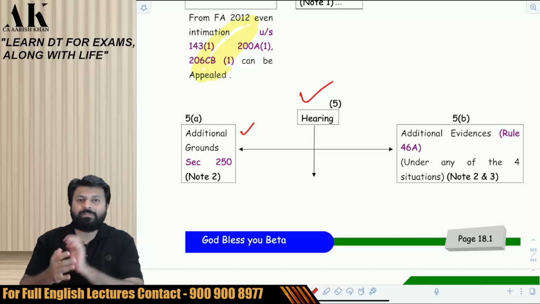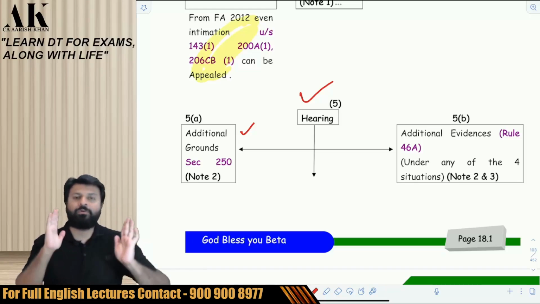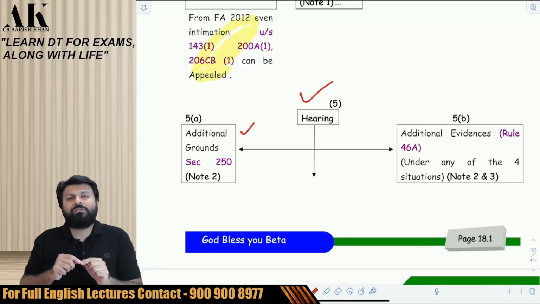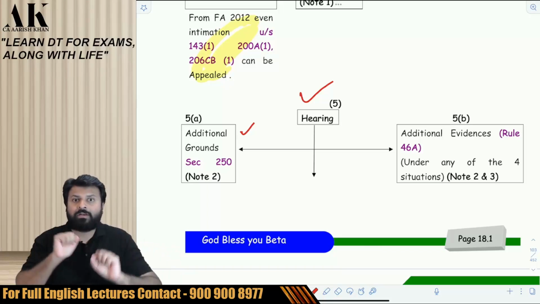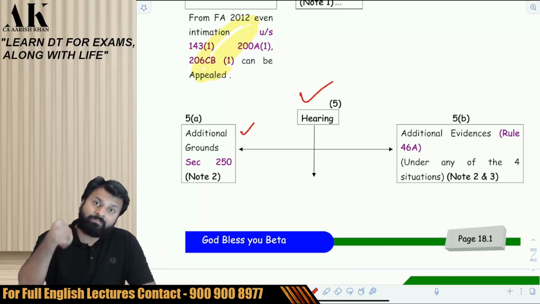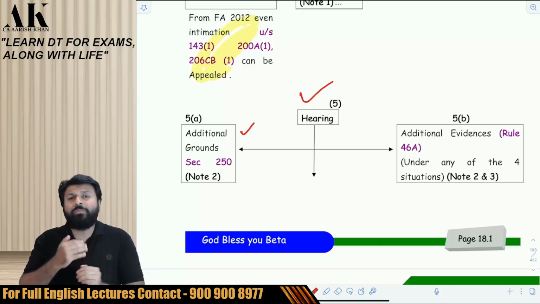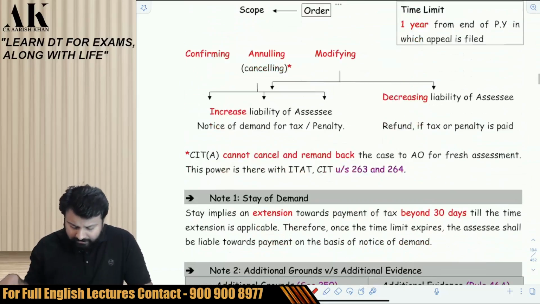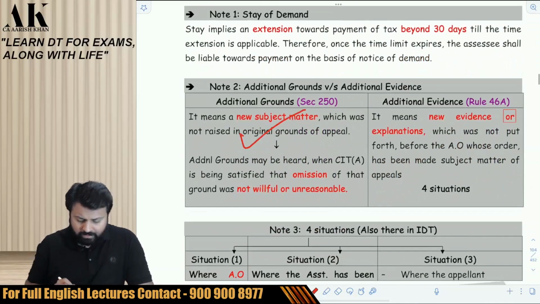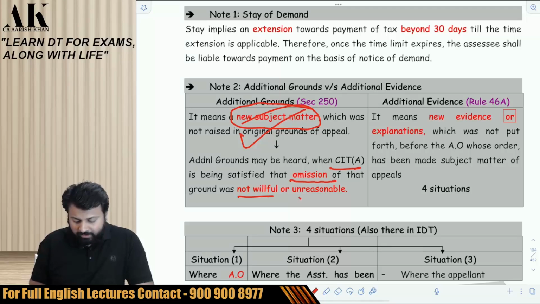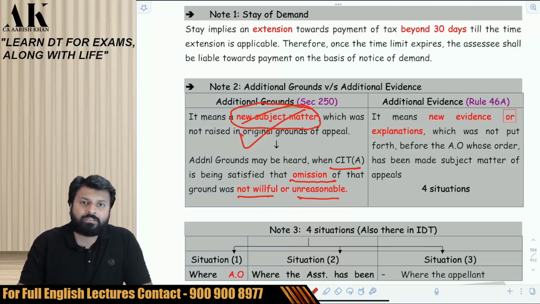Additional grounds can be accepted by CIT appeal if you can prove to the CIT that your omission earlier of this ground was not willful. I have not willfully omitted this earlier. I would have appealed this, but I was not able to appeal it. Or the omission was not unreasonable. This is what is written over here. Additional ground means a new subject matter. Can it be accepted by CIT appeal? Yes, if he is satisfied that omission was not willful or it was not unreasonable.